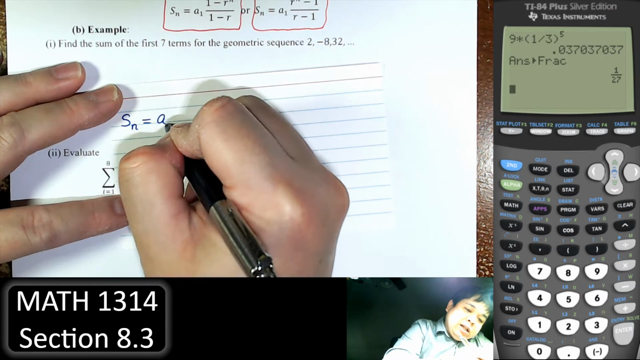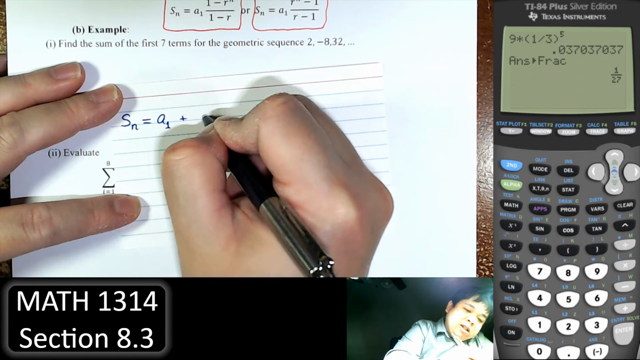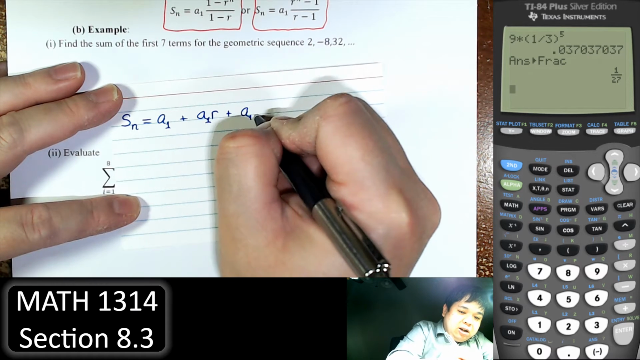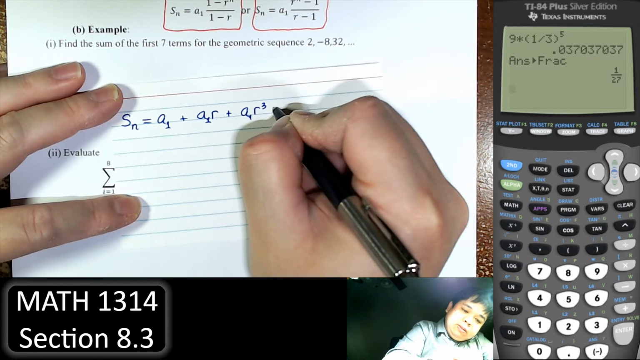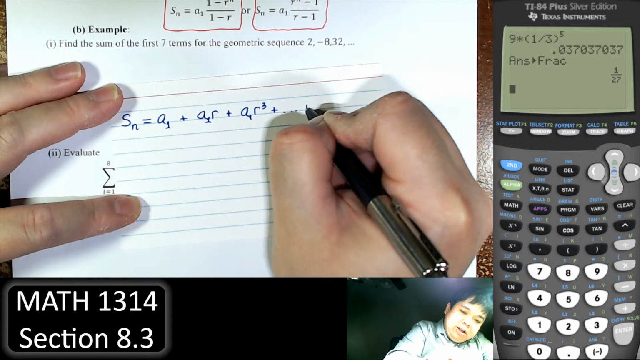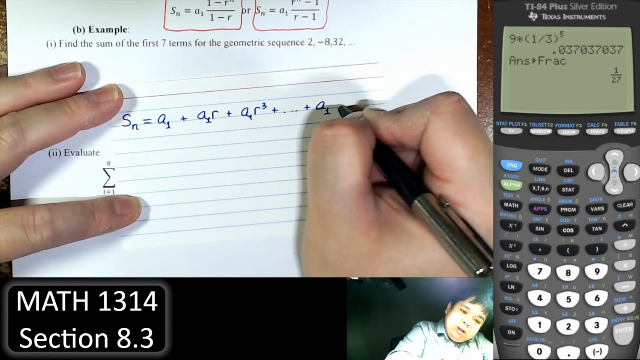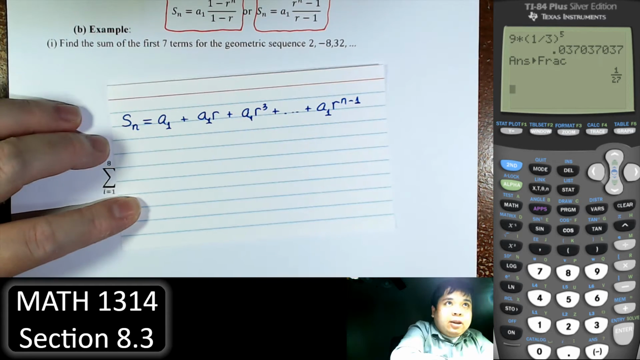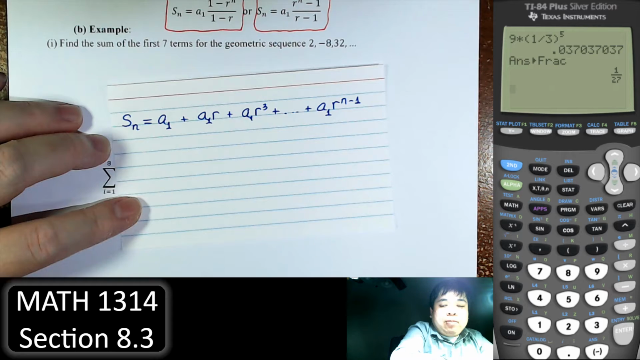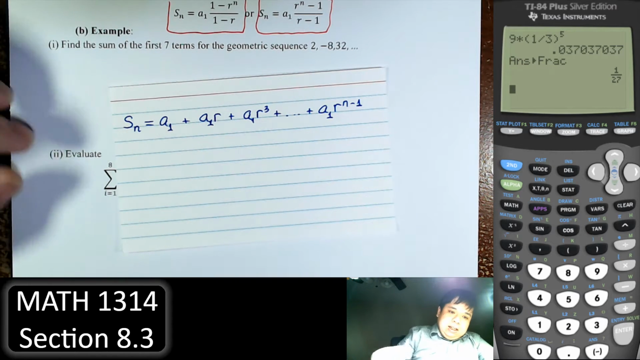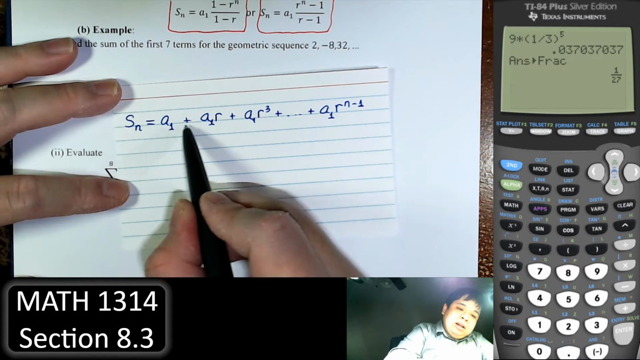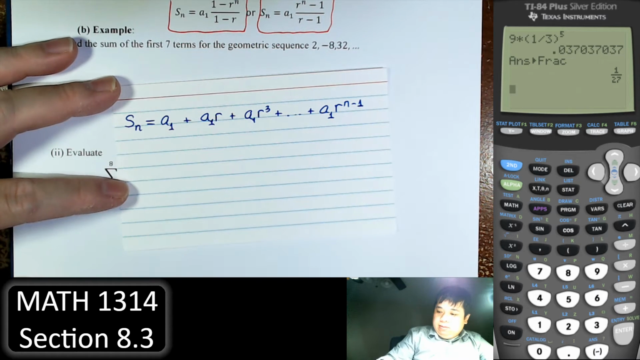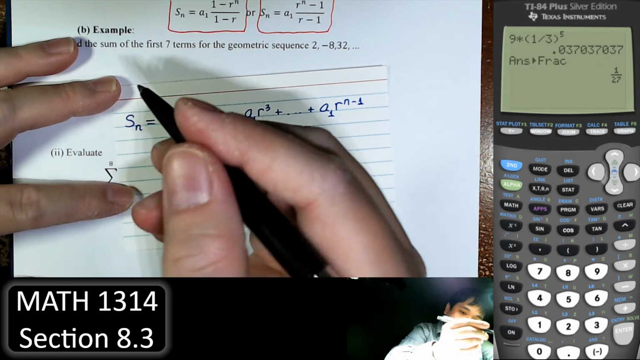So let's say we have a geometric sequence. We have the first term, the second term is the first term times r, the third term is the first term times r squared, and so on up to r to the n minus 1. Right? Now what we do is we multiply everything by r, and I'm going to put that on the top. Let's do that again.